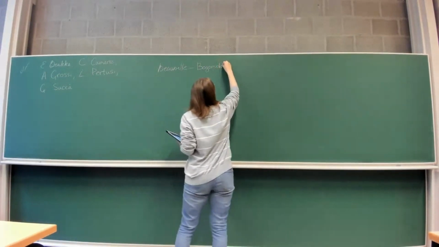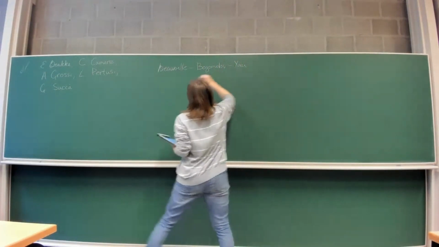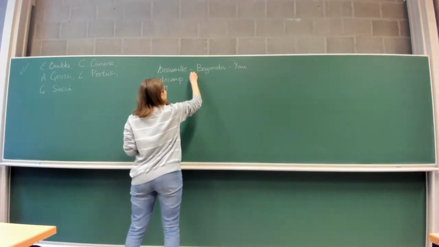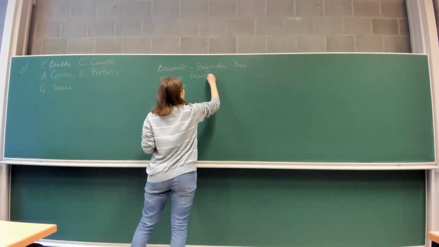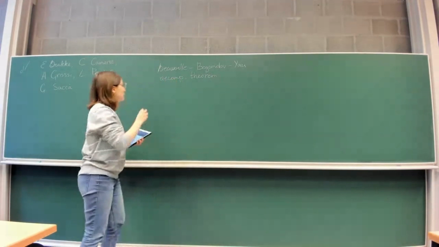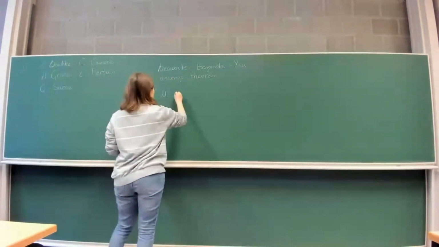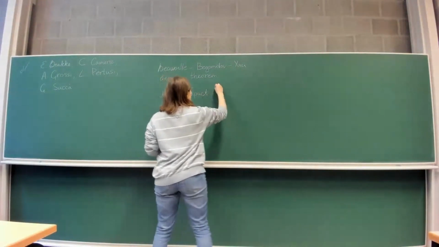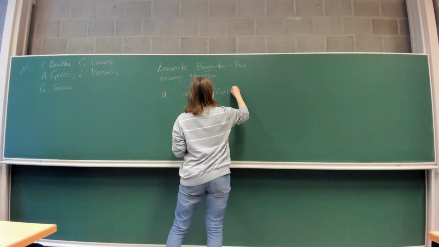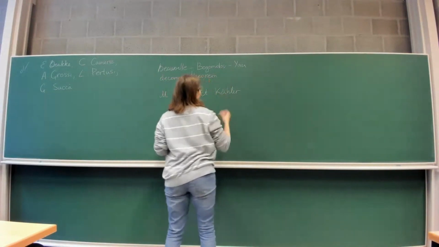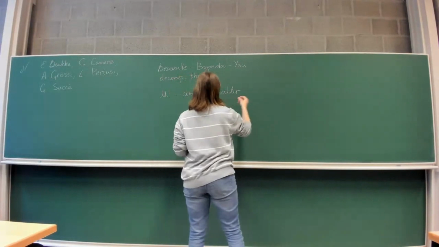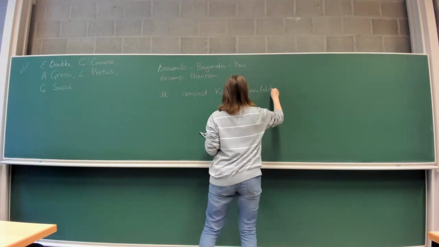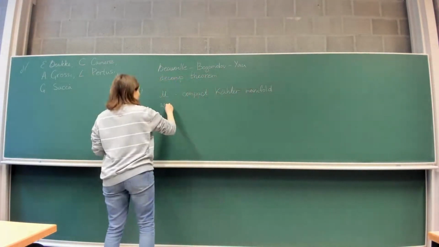Bogomolov decomposition theorem. And what does the theorem tell us? So let's say M is a compact Kähler manifold. Or you can think about projective varieties, smooth projective varieties if you want. But this holds for other cases as well. With the trivial first Chern class.